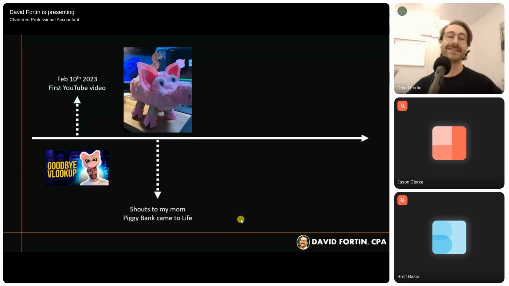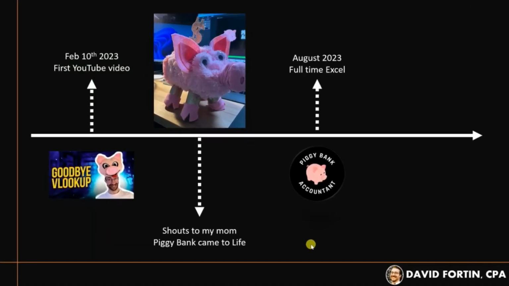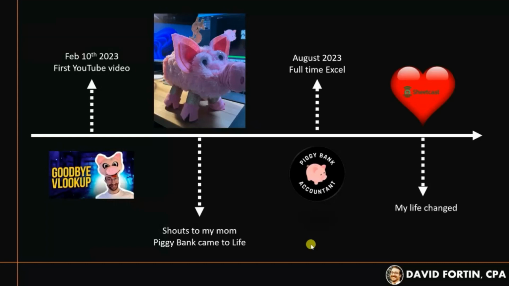But my mom made this project come to life with an actual physical project. She built a piggy bank with her hands. And thank you so much, Mom. It makes the project true. So that's really nice. And in August 2023, I went full-time Excel. So basically I'm running a YouTube channel full-time now. But somewhere in September or October, I can't remember, my life changed.